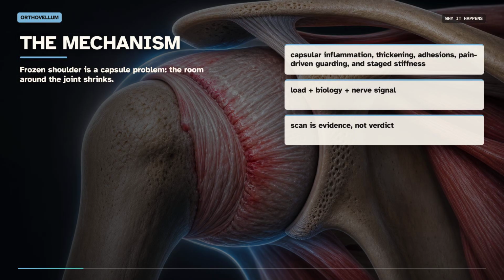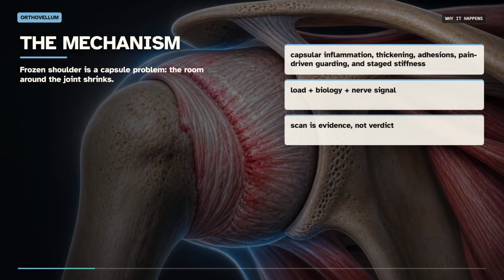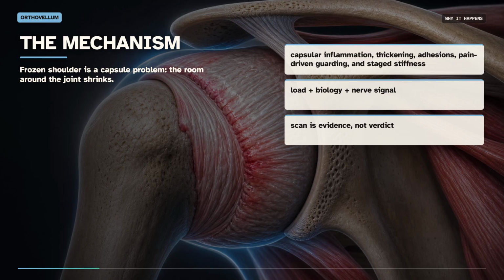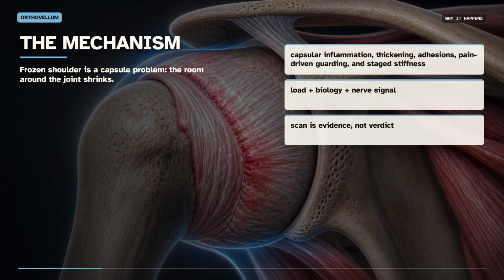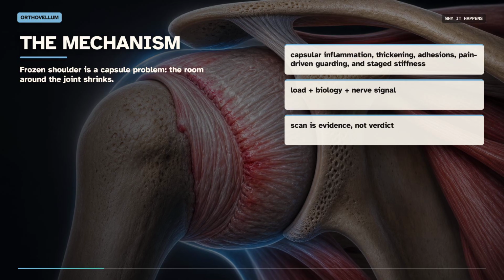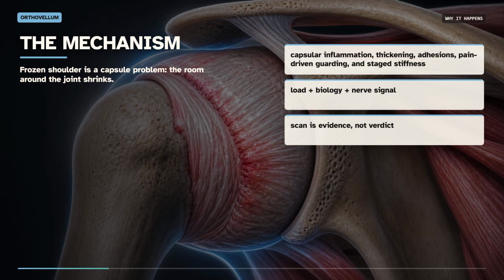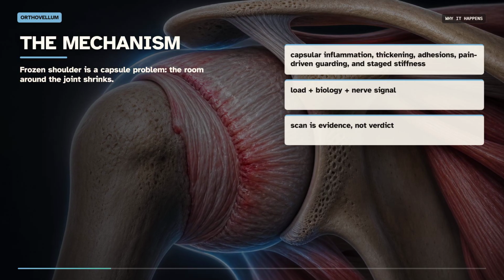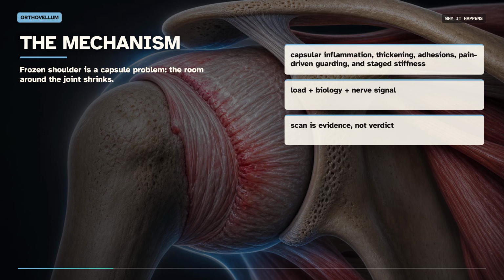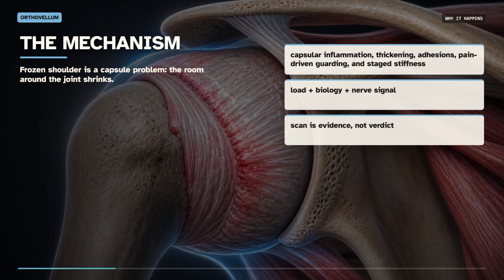The core mechanism is capsular inflammation, thickening, adhesions, pain-driven guarding, and staged stiffness. This is why two people with similar images can feel very different. Tissue appearance, load, inflammation, nerves, strength, and confidence all interact. For the lay viewer, the question is not, what word is on the scan? The better question is, what system is failing? For the resident, the question is sharper. What is the pain generator, what is the structural risk, and what can safely wait?